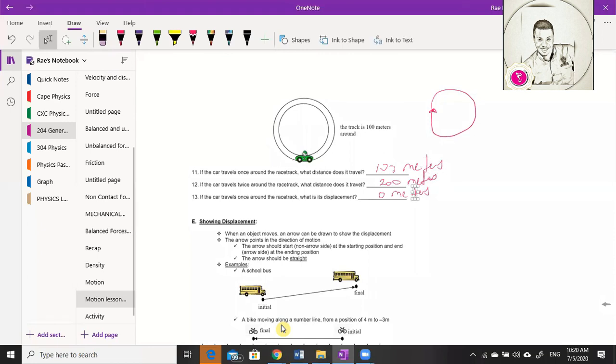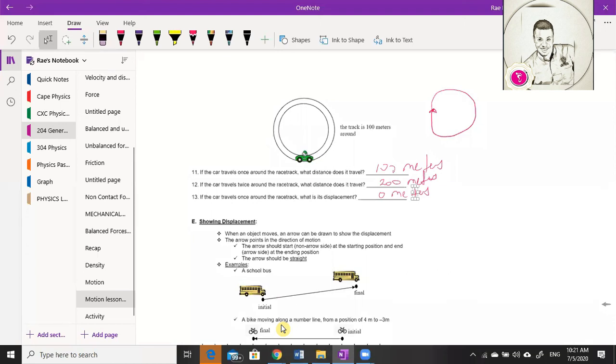Yes, sir. So what you're saying is that for displacement, as long as you come back to the start, whenever you travel in a straight line and end up back at the same point, it would be equal to 0 meters.